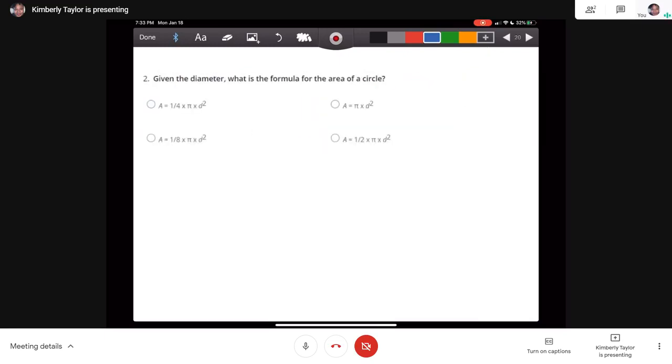Given the diameter, what is the formula of the area of a circle? So first off, the area of a circle is A equals pi r squared. But if you notice, all of your answers are in terms of d, which is for the diameter. So what we need to do is focus on the relationship between the diameter and the radius. We know that the radius is equal to the diameter divided by 2. So in place of r in this formula, I'm going to put d divided by 2. So A is equal to pi, and instead of r squared, I'm going to put d divided by 2, and then square that.